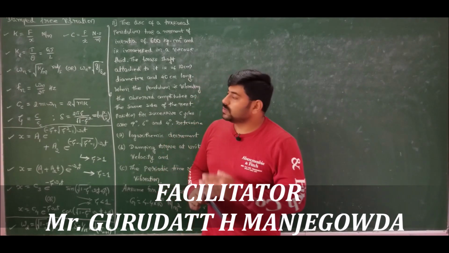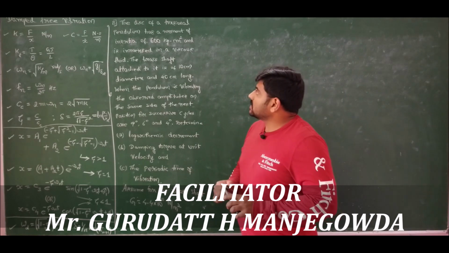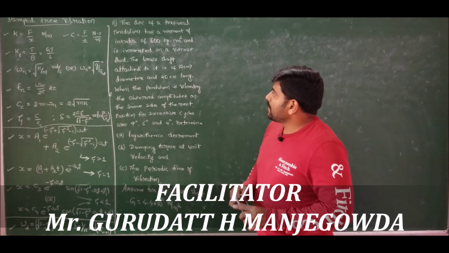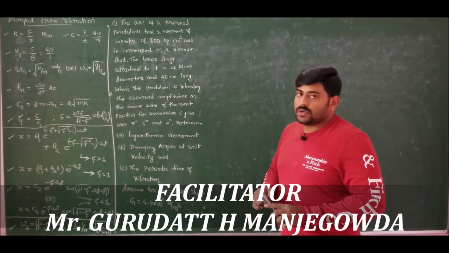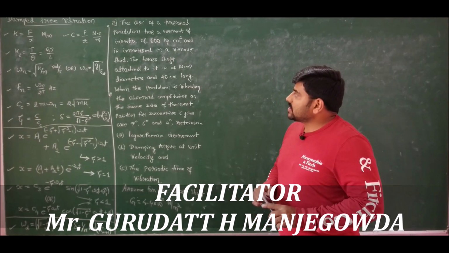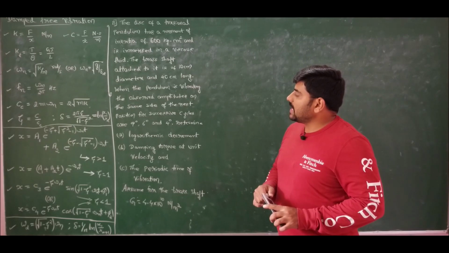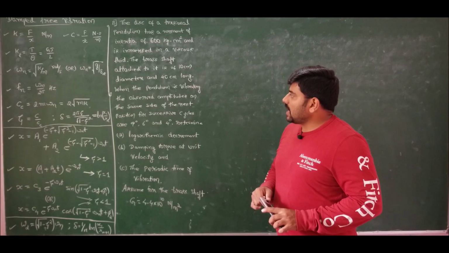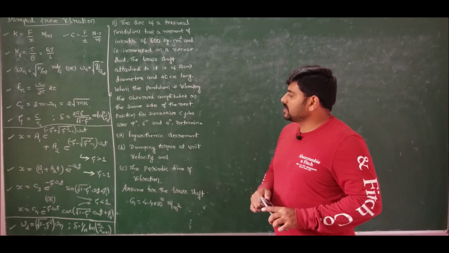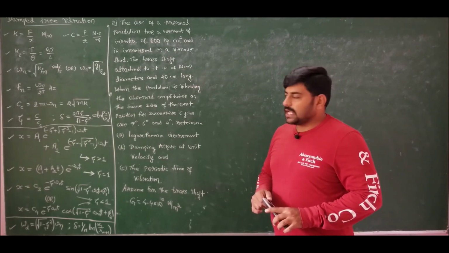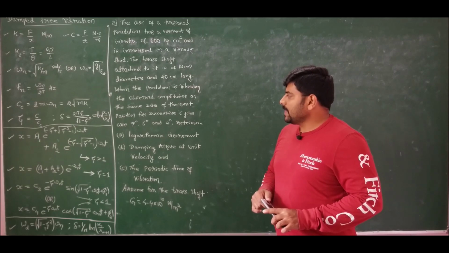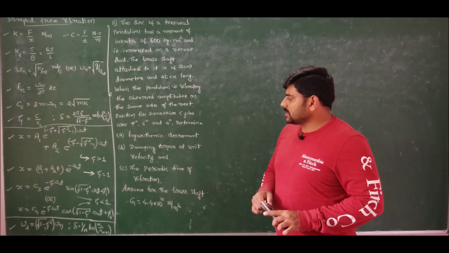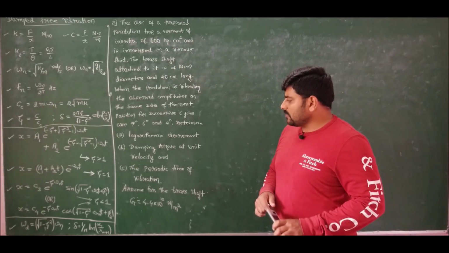The problem number 2 states that the disc of the torsional pendulum has a moment of inertia of 600 kg centimeter square and is immersed in a viscous fluid. The brass shaft attached to it is of 10 cm diameter and 40 cm long. When the pendulum is vibrating, the observed amplitudes on the same side of the rest position for successive cycles are 9 degree, 6 degree and 4 degree. Determine logarithmic decrement, damping torque at unit velocity and periodic time of vibration.